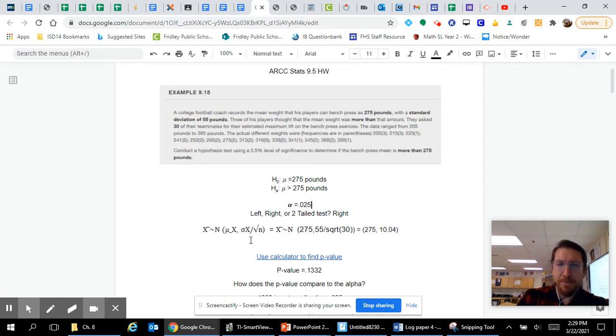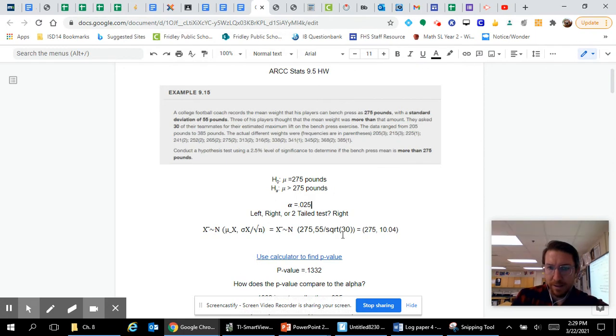So this is an average and a standard deviation, so we're going to use a z-score. This is a normal distribution using averages, so we're going to use this one right here. Later on, we'll use the proportion normal distribution.